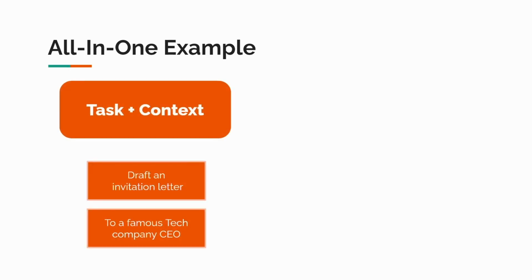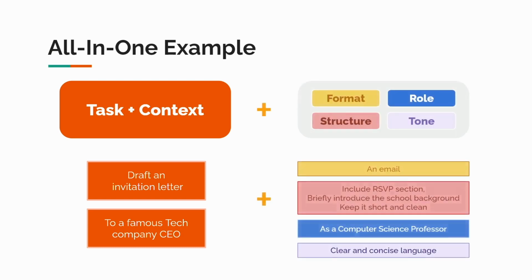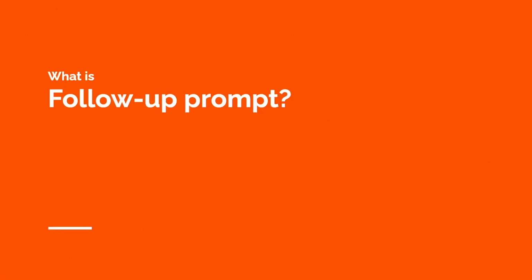Here is an example of a prompt that consists of all components mentioned before. Draft an invitation letter to a famous tech company CEO would be the core component. Then additional parts would provide detailed instructions on the format, structure, role, and tone. To get an even better response from the AI model, it is important to provide follow-up prompts to refine the initial responses. What is a follow-up prompt?